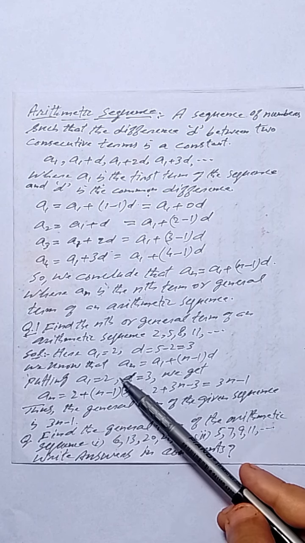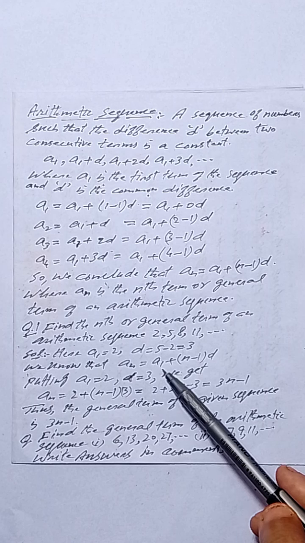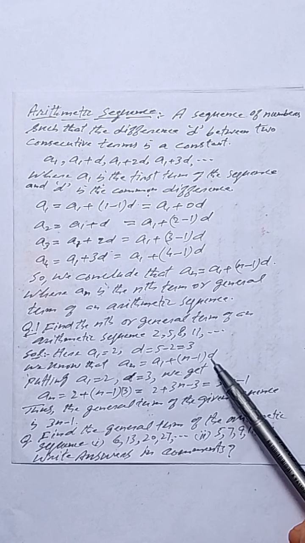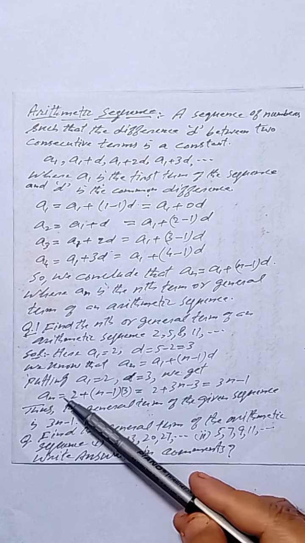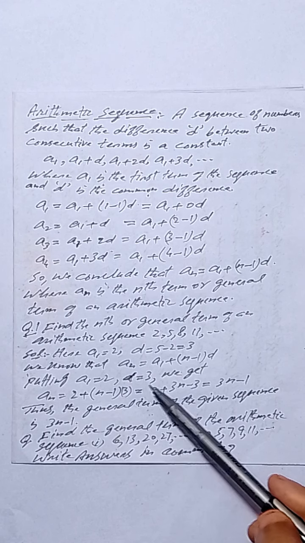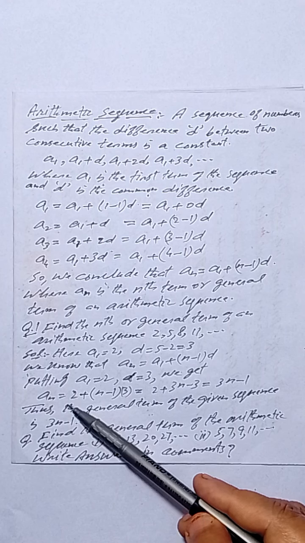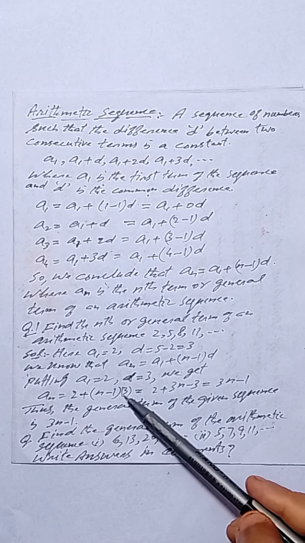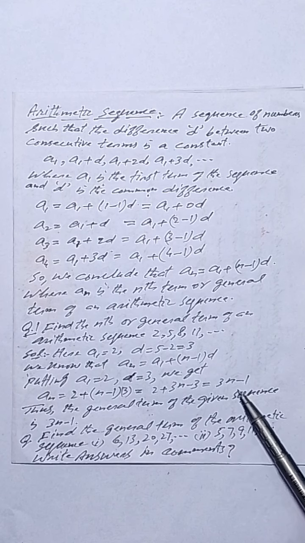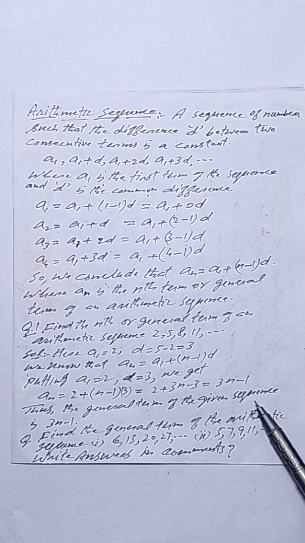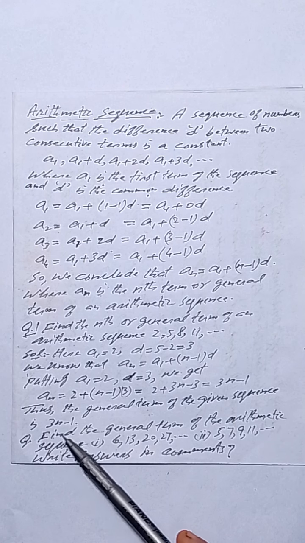So we know that an equals a1 plus n minus 1 into d. an means the nth or general term. Putting a1 equal to 2 and common difference 3, we get an equals 2 plus n minus 1 into 3, which is 2 plus 3n minus 3, equal to 3n minus 1. So when the number of terms is unknown, this is called the general term, and the general term of the given sequence is 3n minus 1.